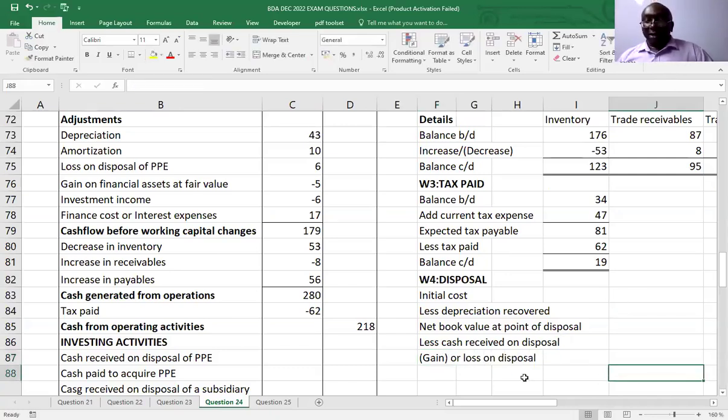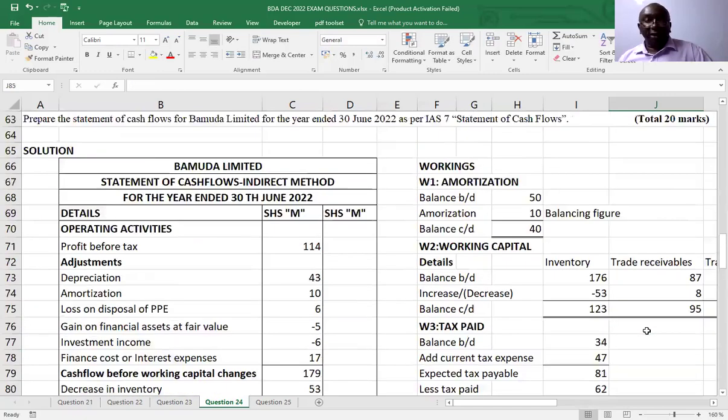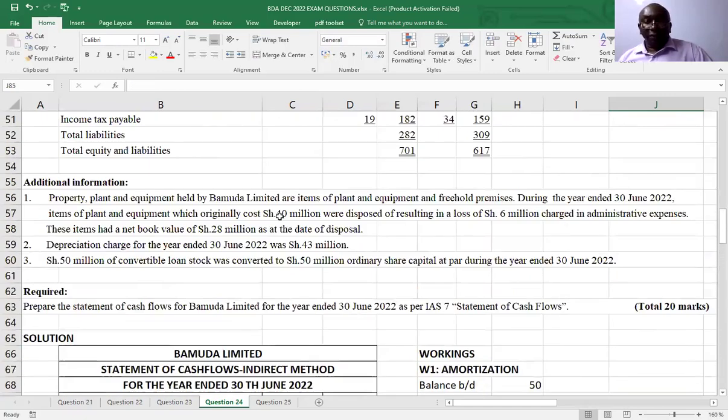So that is the format that we came across. Sikubuki kwa hiviku, there is a question you are dealing with, FM. So sasa the initial cost, tushaambiwa this asset was bought at 40. That's what they are saying here. Was bought originally at 40.